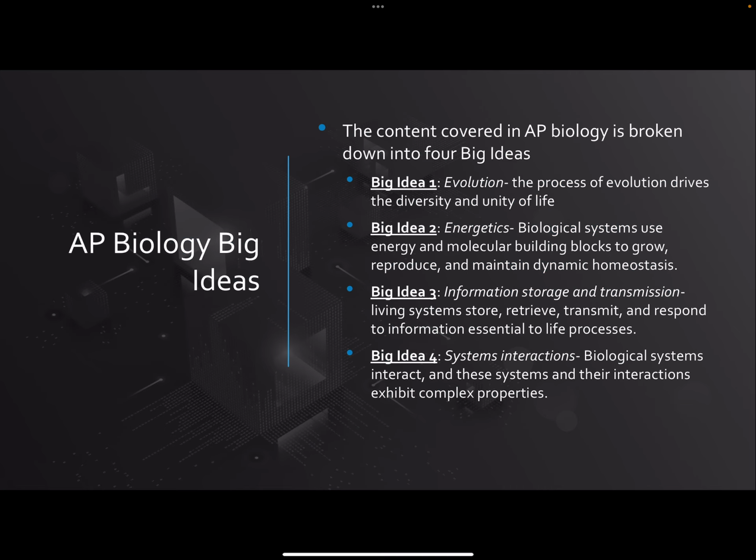The big ideas. Big idea one, evolution. The process of evolution drives the diversity and unity of life. Big idea two, energetics. Biological systems use energy and molecular building blocks to grow, reproduce, and maintain dynamic homeostasis. Big idea three, information storage and transmission. Living systems store, retrieve, transmit, and respond to information essential to life processes. Big idea four, system interactions. Biological systems interact, and these systems and their interactions exhibit complex properties.